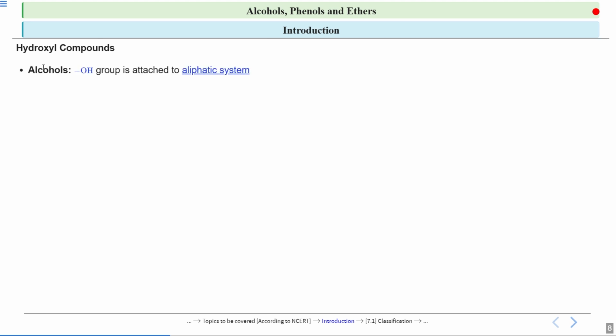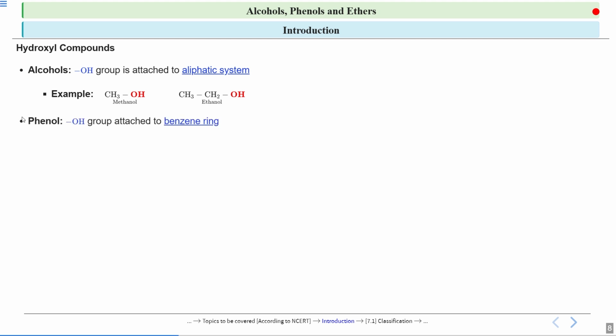Let's first define the alcohols. OH group is attached to an aliphatic system, that means saturated carbon system. For example, we have methanol, a 1 carbon compound having a hydroxyl group in it. And this is ethanol, eth because it is a 2 carbon compound, CH3CH2OH. They both are alcohols. The hydroxyl groups are attached to aliphatic systems in both the molecules.